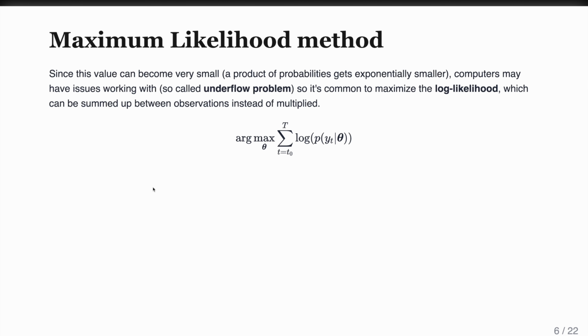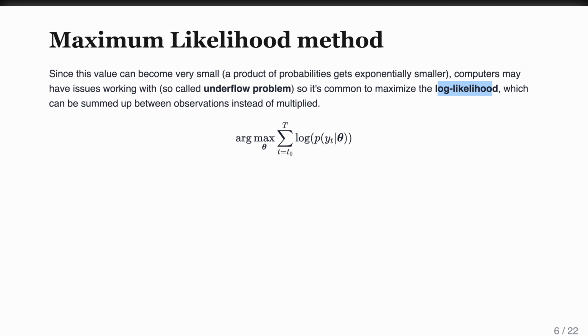But this can be problematic for computers, because once we take the product of many probabilities, the final number gets exponentially smaller. And computers are not able to work with numbers which are very, very close to 0, because it creates a problem called underflow. So the computer just cuts them to 0.